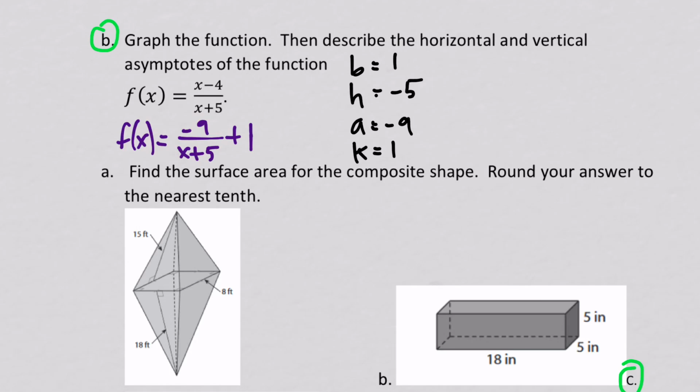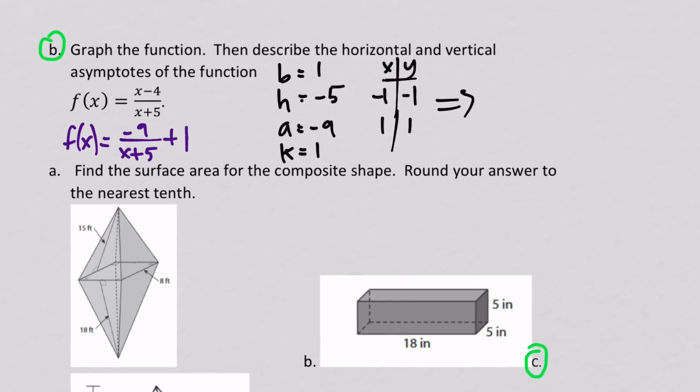And my original parent function for these types of rational functions is going to be one of the easiest, if not the easiest, parent function table I asked you guys to memorize. Negative 1 gives you negative 1, 1 gives you 1. Starting with that, using b, h, a, and k, you can transform your table. Okay, so let's quickly do that.